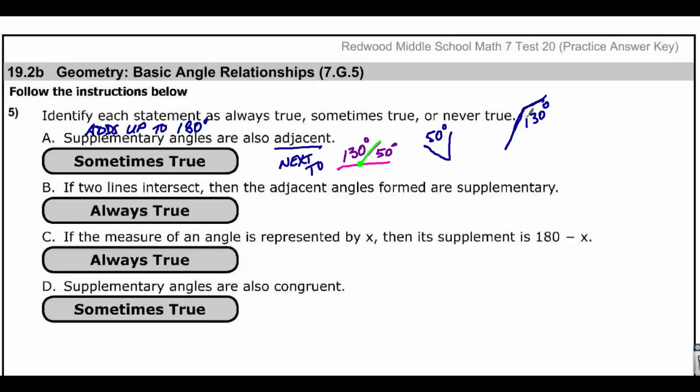But these are also supplementary. They still add, 50 plus 130, they still add to 180, even though they're not touching each other.